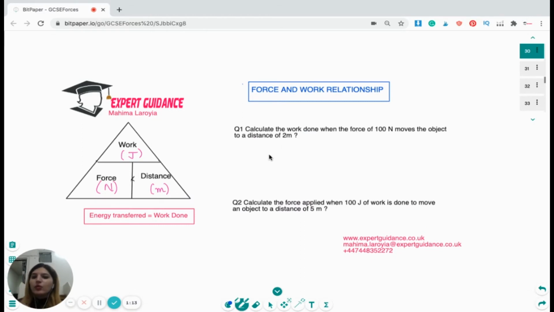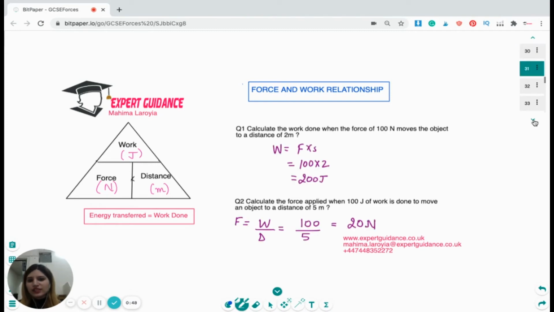Okay, now what is the relationship between work done and force? Work done is force times the distance, and work done is also equal to energy transferred. Now there are two questions you can try: calculate the work done when the force is 100 newtons and it moves an object by 2 meters. And in the second case, calculate the force applied when 100 joules of work is done to move a distance of 5 meters. So you can pause the video and try this question.